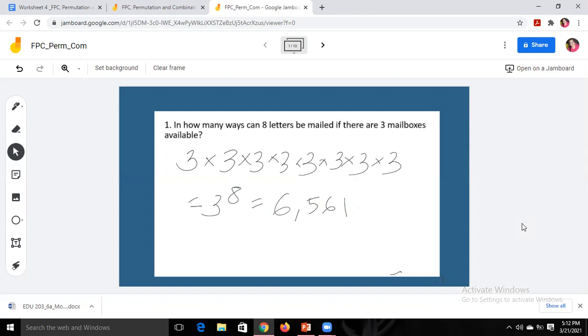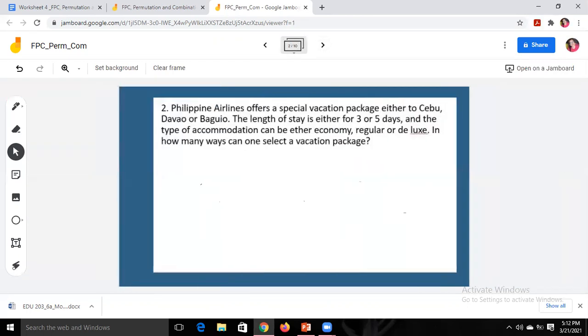Okay, so the second problem naman is, Philippine Airlines offers a special vacation package either to Cebu, Davao, or Baguio. So here we have 3 choices for the place of destination. The length of stay is either 3 or 5 days. So meron tayong 2 choices for length of stay. And the type of accommodation can be either economy, regular, or deluxe. So you have 3 choices. So multiply lang natin by FPC. We have 18. Okay, so 18 ways to select a vacation package.